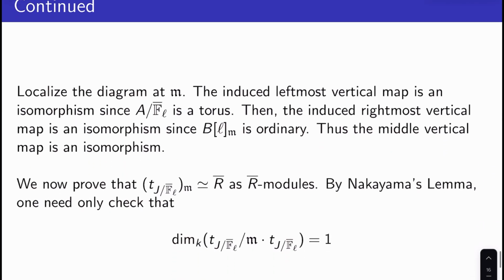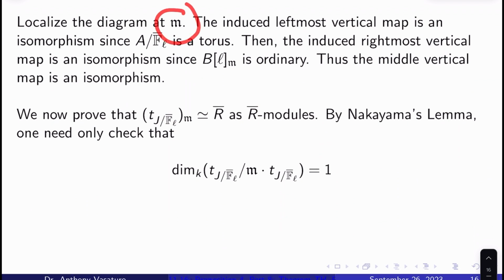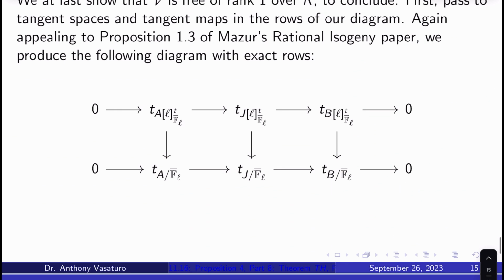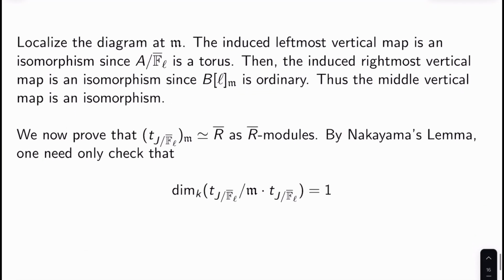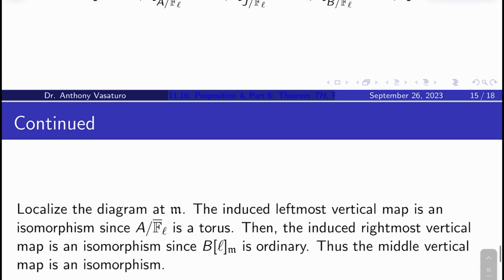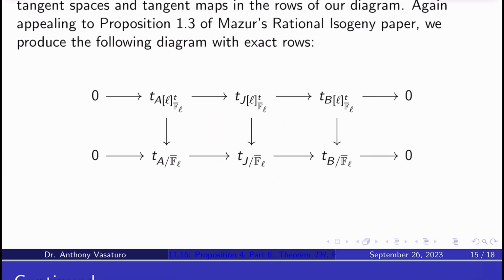If you localize that diagram at 𝔪, then the induced leftmost vertical map must be an isomorphism. Again, this is just because you know that A over F̄_ℓ is a torus. And remember, this T thing here was the largest toric component. Well, if this is a torus, then this is an isomorphism. Then the induced rightmost vertical map is an isomorphism because B[𝔏] localized at 𝔪 is ordinary, similar to an argument we already gave in this video. That forces the middle vertical map to be an isomorphism, after we localize at 𝔪.